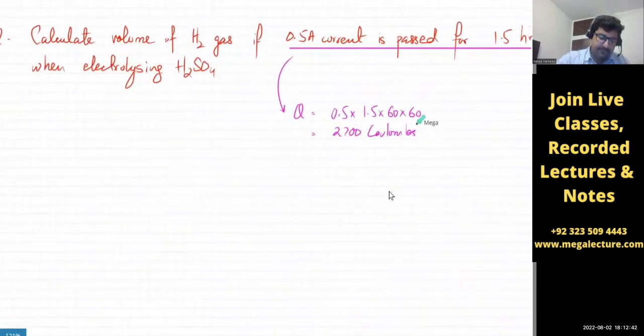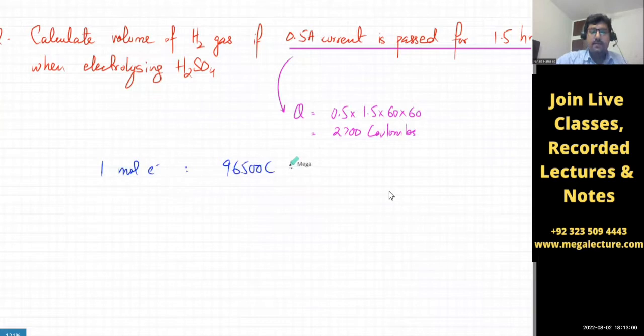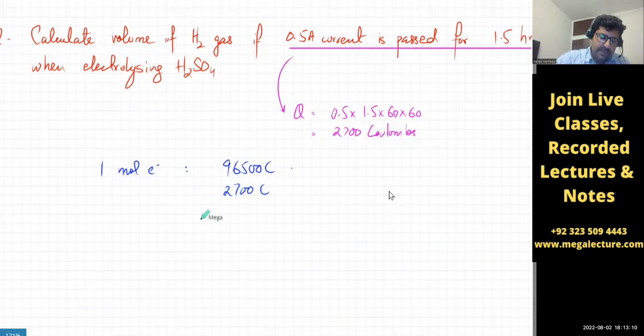What is the Faraday constant? The Faraday constant is the charge on 1 mole of electrons. So I know that 1 mole of electrons has a charge of 96,500 coulombs, so I can use ratios. If I have 2700 coulombs, how many moles of electrons are flowing through the circuit? I can just use the crisscross unitary method and figure out X.